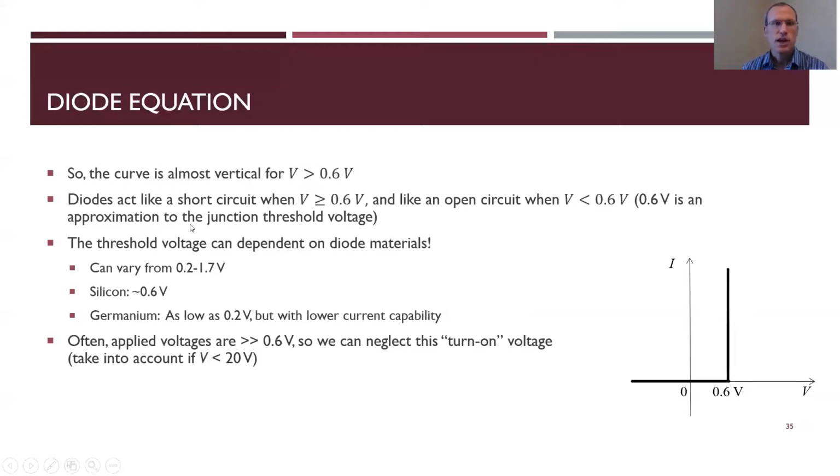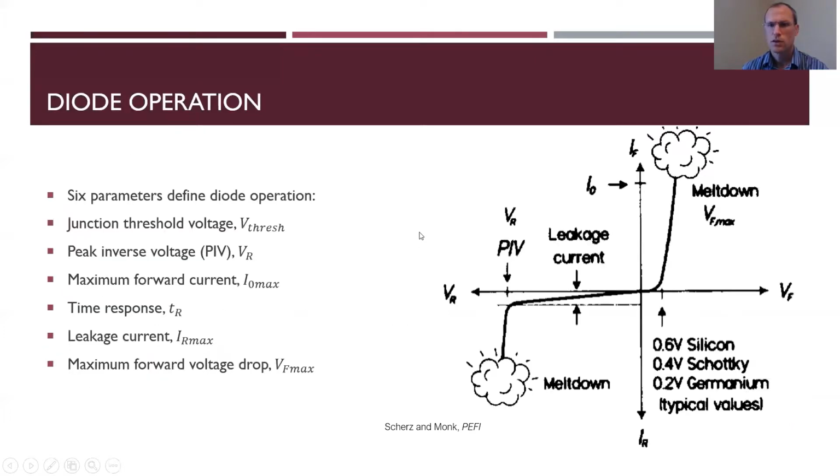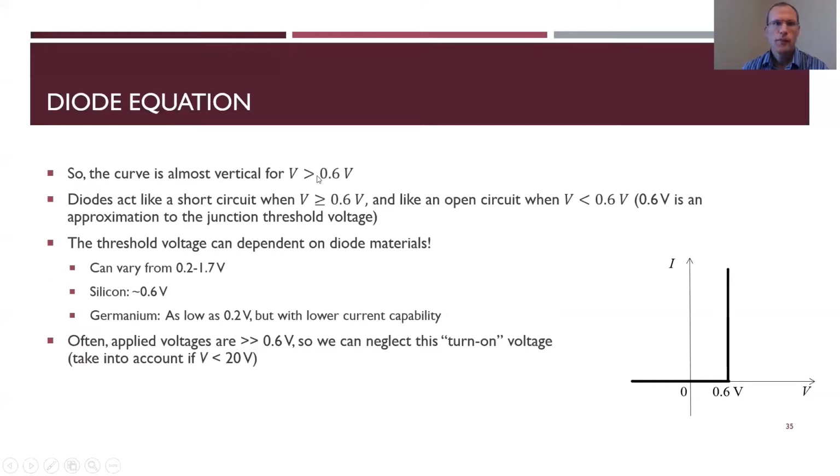Essentially, a diode acts like a short circuit if the voltage is bigger than the threshold voltage. I'm just going to call it 0.6 from now on. That's the typical value for silicon. So really, this should be V threshold, but I'm going to call it 0.6. It acts like an open circuit if V is less than 0.6. So if you have less voltage than that, nothing's going to get through, again, for the ideal case.